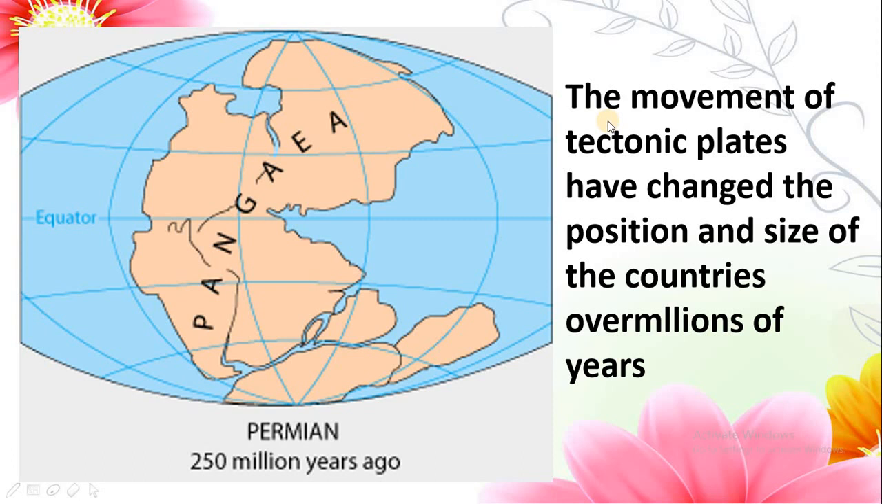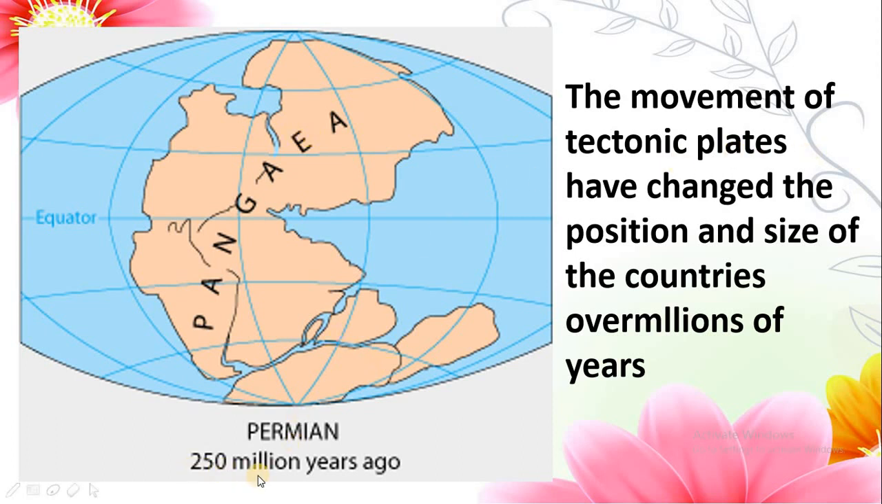Next you can see the movement of tectonic plates. If we talk about the movement of tectonic plates, it has changed the position and size of countries over millions of years. This is the Pangea supercontinent, meaning when the Earth was formed, at that time all the continents, all land was one, all the continents were joined together. So all continents collectively are called Pangea.